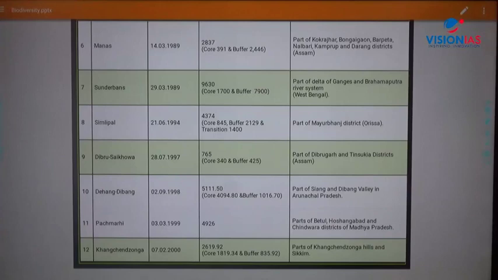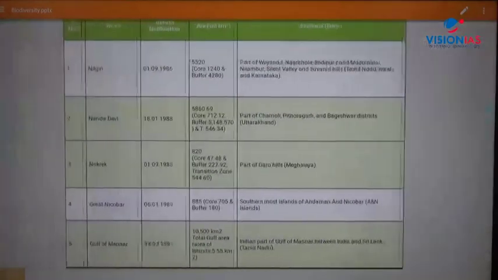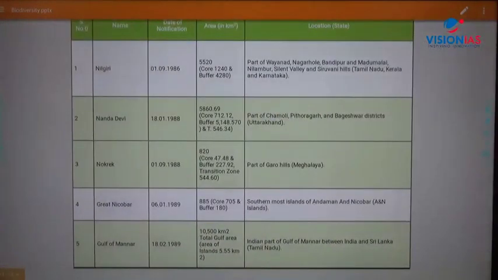Fourth one. See the fourth one: Nanda Devi Biosphere Reserve. Come on, write down. Nanda Devi Biosphere Reserve, announced in the year 2004 by UNESCO. It is a UNESCO World Heritage Biosphere Reserve.